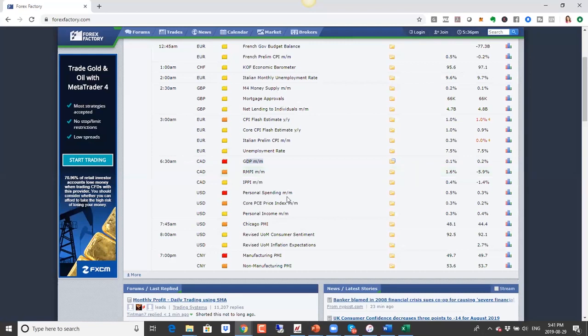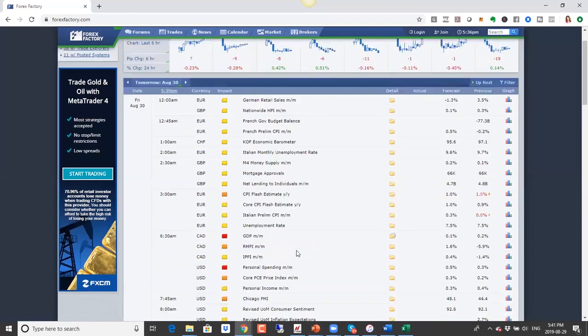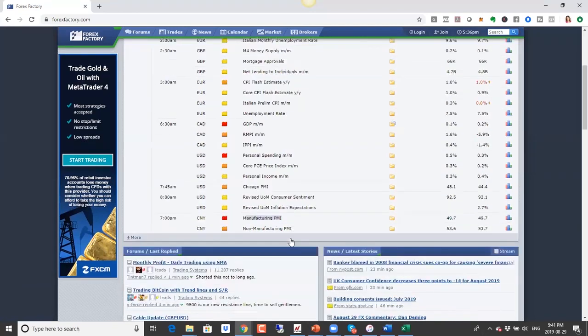And then we have personal spending numbers out of the US, the Chicago PMI number, as well as consumer sentiment numbers. These numbers are important and will have an impact on the US dollar. And then in the evening Asian session, we have manufacturing PMI numbers out of China. Chinese numbers do have an impact on the Australian dollar and New Zealand dollar. If the numbers are below expectations, it will be negative for both of those currencies.